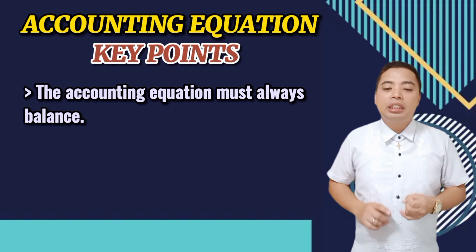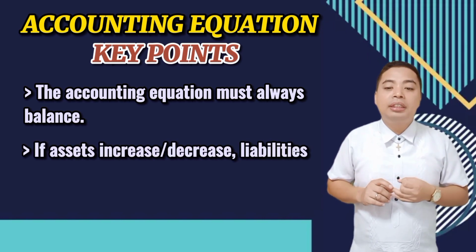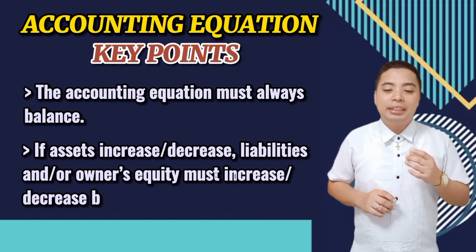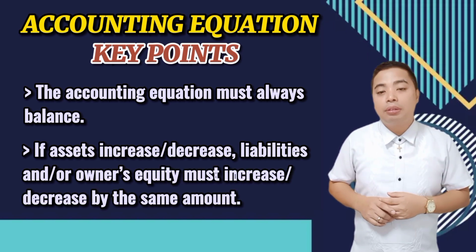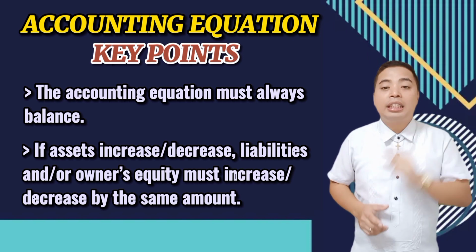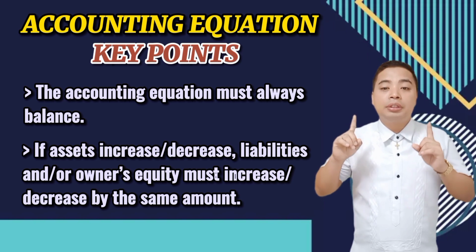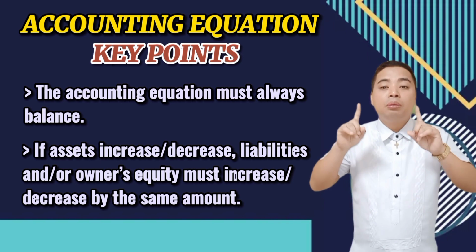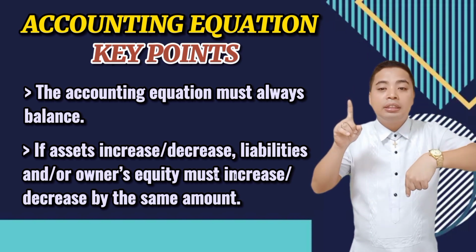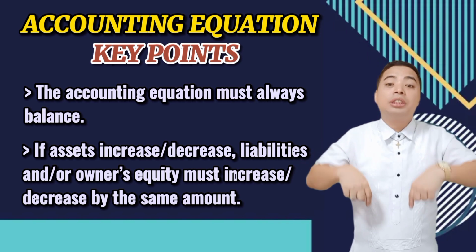Next, if assets increase or decrease, liabilities and or owner's equity must increase or decrease by the same amount. So meaning to say, if assets increase, liabilities and owner's equity will always increase. They have the same increase. If the assets decrease, the liabilities and owner's equity will also decrease.